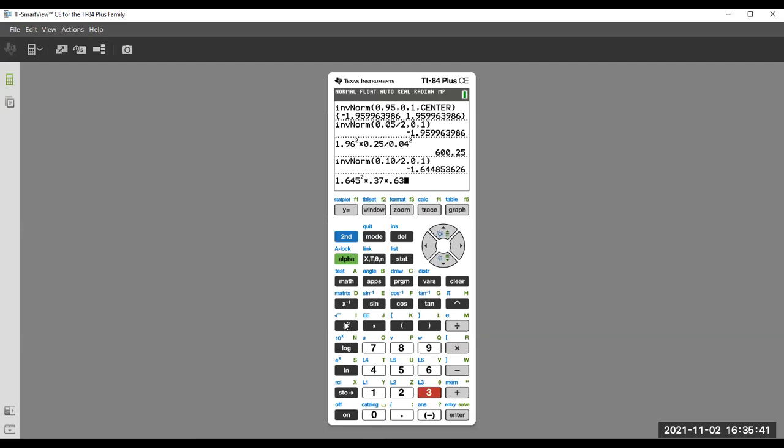Let's see, 0.37, 0.63 divided by 0.02. Square that little puppy. Again, the order of operations will take care of the entire numerator and then divide by that. And by the way, if you remember your order of operations, exponents are done first, so it'll take care of the squares, and then it'll multiply and divide in order from left to right. There we go.